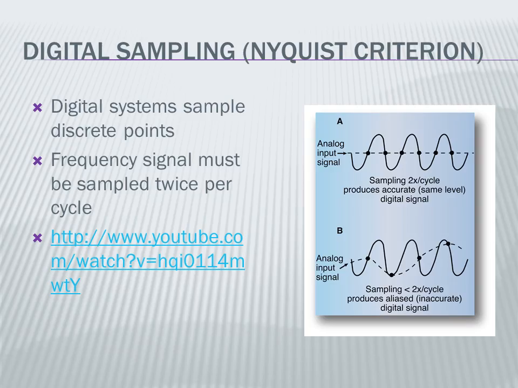Digital sampling, the Nyquist criterion. So signal average over the detector aperture width. Digital systems sample discrete points. The frequency signal point may be sampled twice per cycle. So A equals the high frequency digital signal, and B is a violation of the Nyquist criterion for a low frequency signal, also called aliasing. I encourage you to watch the YouTube video posted here that will help you see the Nyquist criterion.